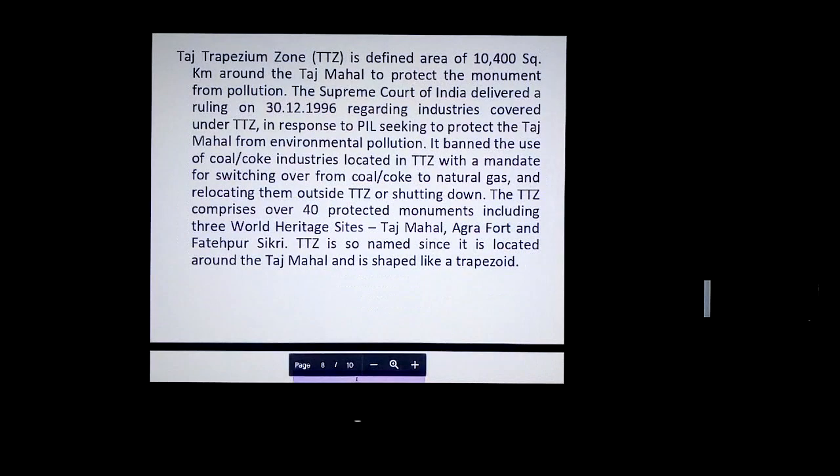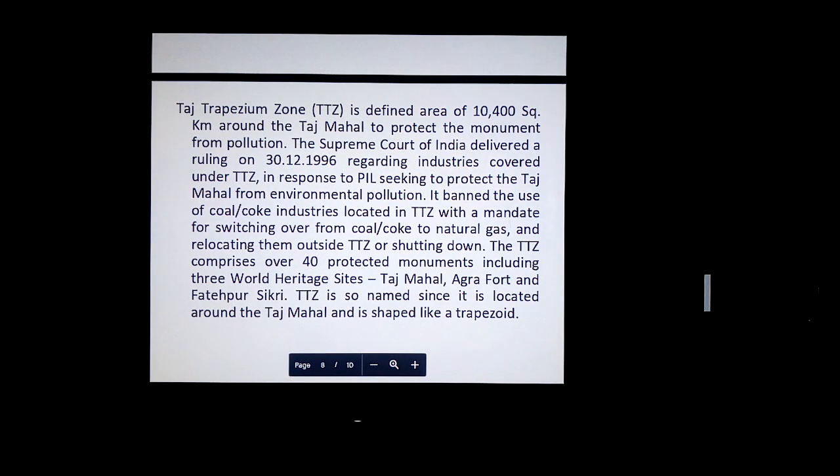How many of you have seen Taj Mahal, children? It is one of the 7 wonders of the world. Taj trapezium zone is a defined area of 10,400 square kilometers around the Taj Mahal to protect the monument from pollution. It is a beautiful, magnificent structure, totally made up of white marble. Now it is under threat.